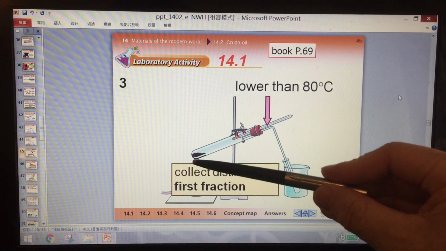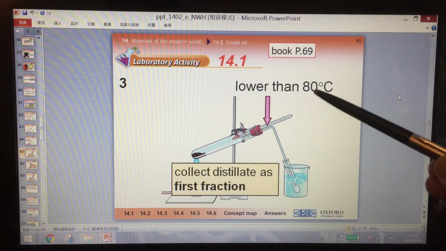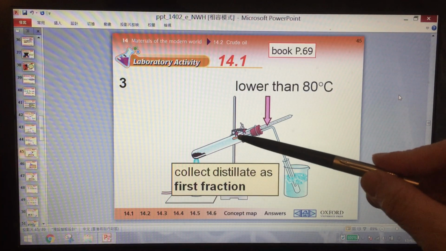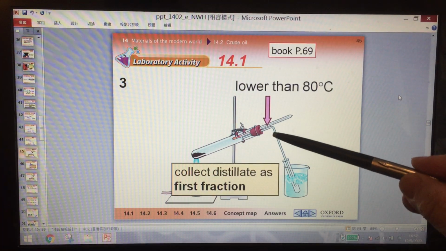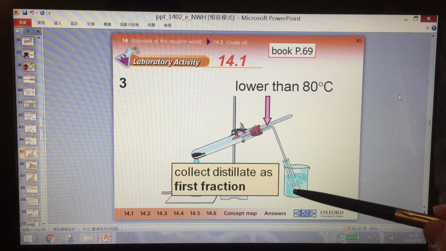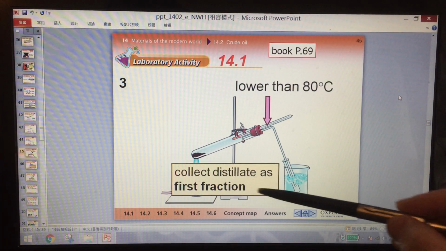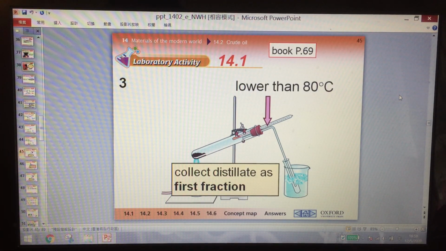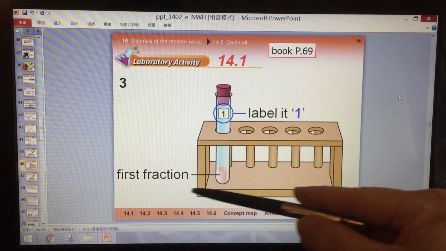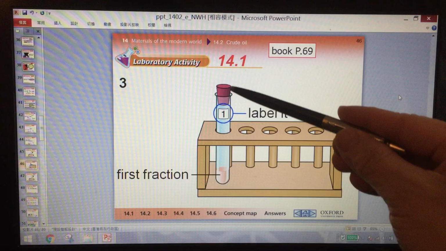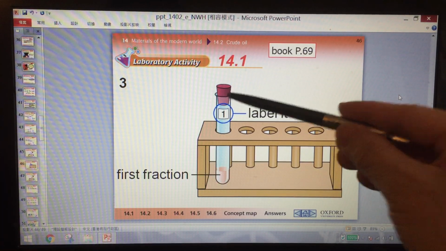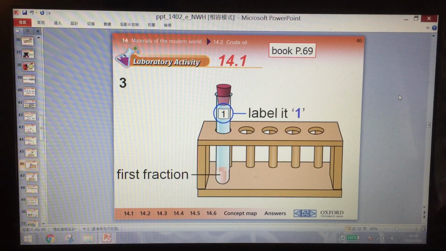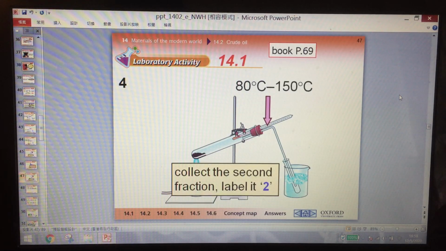The first temperature is lower, around 80 degrees Celsius. The small molecules will vaporize, come out, cool down and become liquid. So what we collect here is the first fraction, and that is the smaller molecule. We label the first fraction number 1. Remember to use a stopper to prevent the liquid from vaporizing and leaving the test tube.